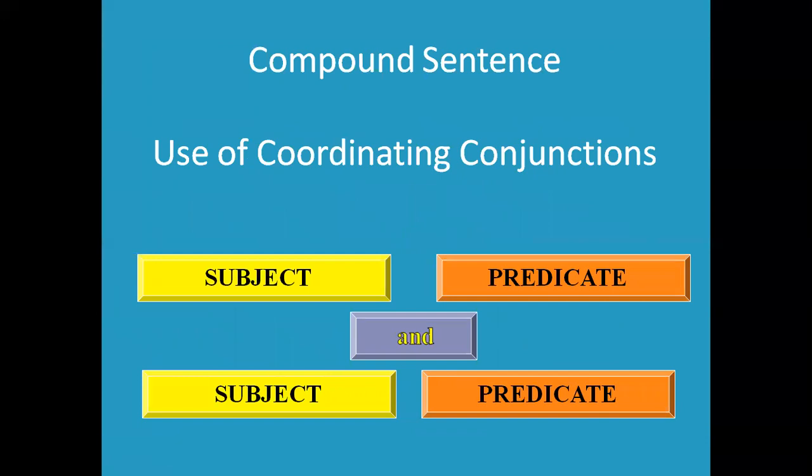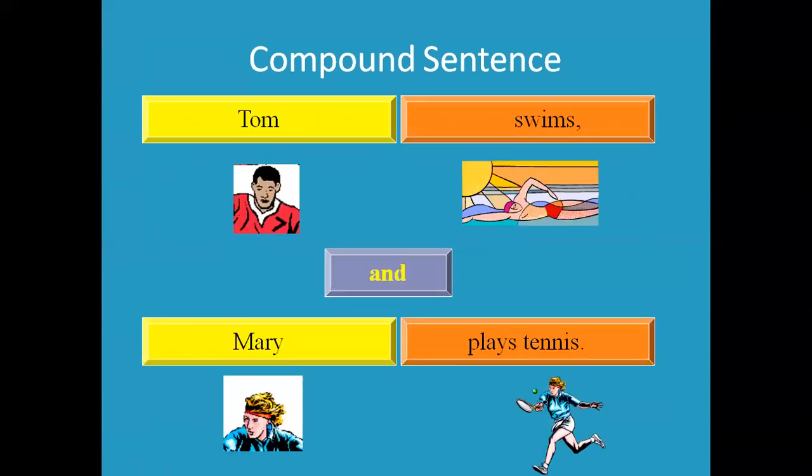While making up a compound sentence, we have to use coordinating conjunctions like and, nor, yet, and so on. We will see other examples of coordinating conjunctions, of course. Here is a simple example: Tom swims and Mary plays tennis. It is a compound sentence. One part consists of one subject and one predicate, and here is a coordinating conjunction, and Mary plays tennis.